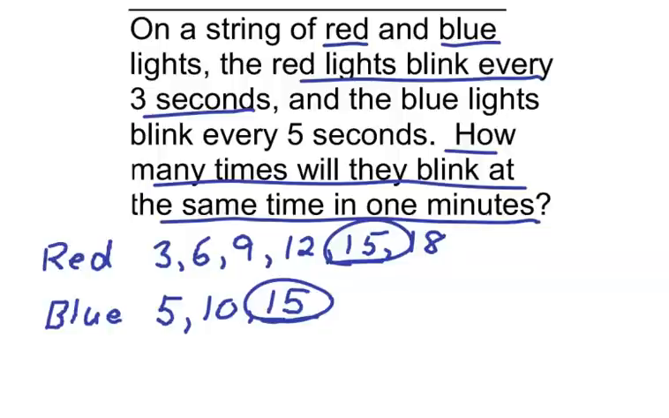Well, 1 minute is 60 seconds. So how many times does 15 go into 60? Well, it is 4 times. So every 15 seconds, it'll blink, and then exactly 4 times in 1 minute, they will blink at the same time. So that's our answer. It'll blink 4 times within each minute because every 15 seconds, they're going to blink together.